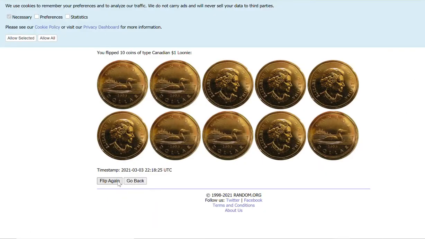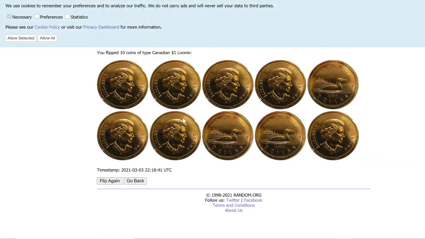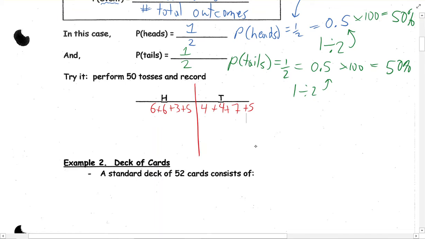So I'll flip again. And now I have here 1, 2, 3 tails. So I'll then go and flip again. Sorry, plus 3. And then this will be, whoops, other way around, my bad, plus 3, plus 7. So altogether then, looking at my totals, I got 6 plus 6 is 12, plus 3 is 15, plus 5 is 20, so I have 27 heads.